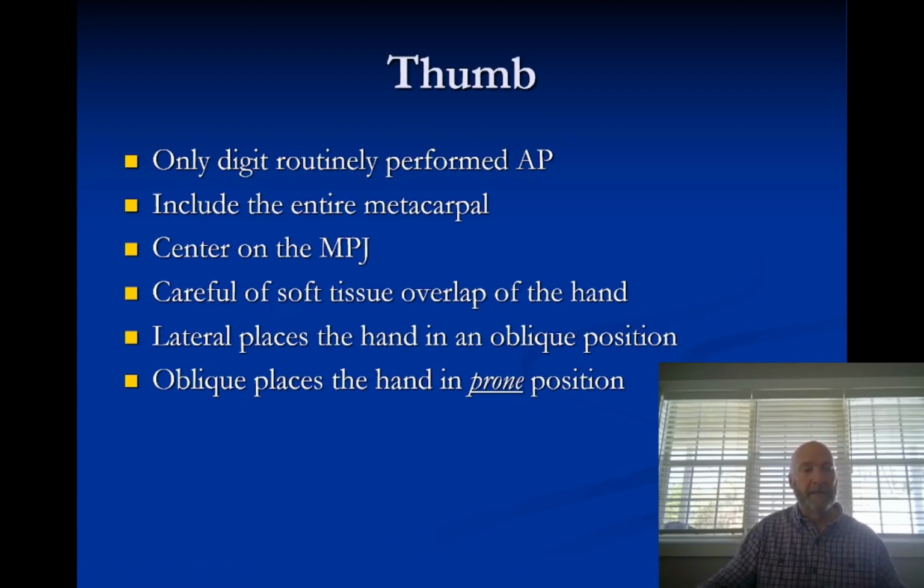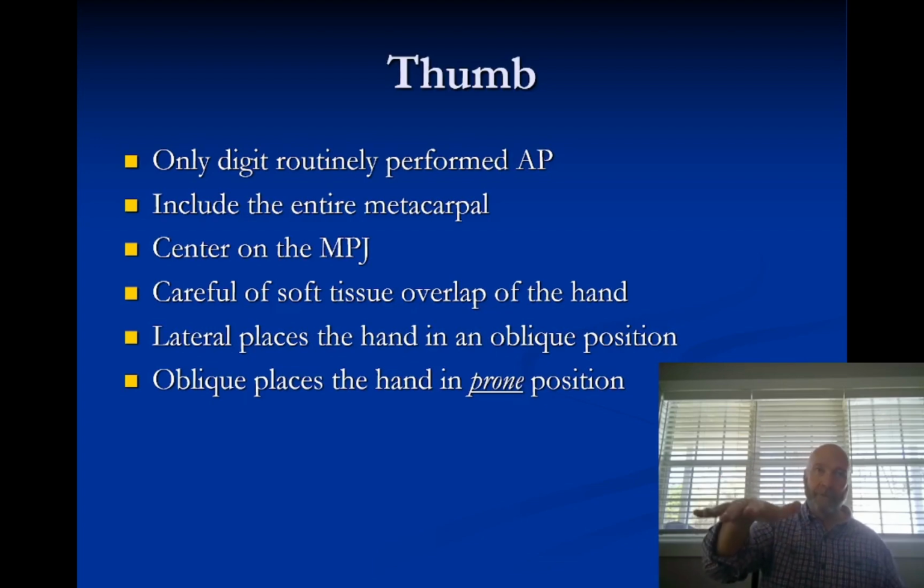The reason for that is because it's very difficult to get a PA of the thumb without magnification. So the thumb, if you lay the thumb flat down on the image receptor, the thumb is in a natural oblique position. So that's your positioning for oblique of the thumb, is the hand has to be prone.